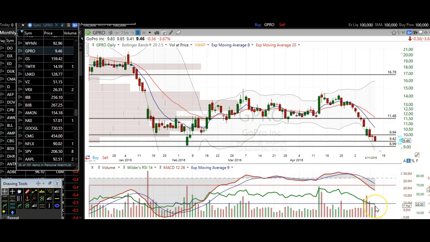Now, another thing to remember for this RSI is RSI can stay at 28 for a long time, just like it can stay above 70 for a long time. Okay, just another tool to add to the tool belt. What's more important is price and these levels of support and resistance.